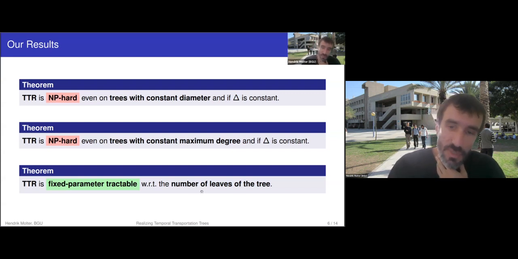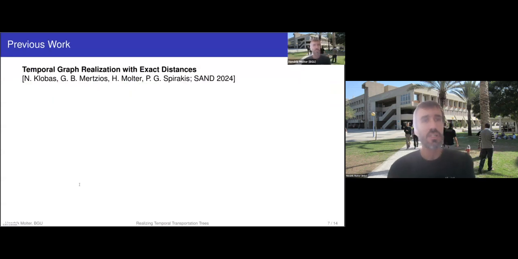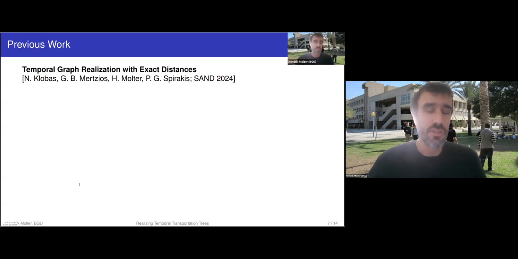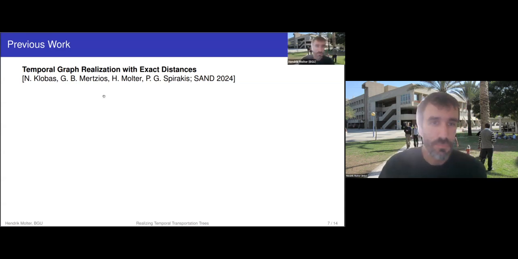And in the second half of the talk, I want to talk a little bit about how this fixed parameter tractability result is achieved. But before we do that, let's compare a little bit these results to previous work. So there's previous work on temporal graph realization with exact distances. There are actually two previous works that both appeared at SAND this year.